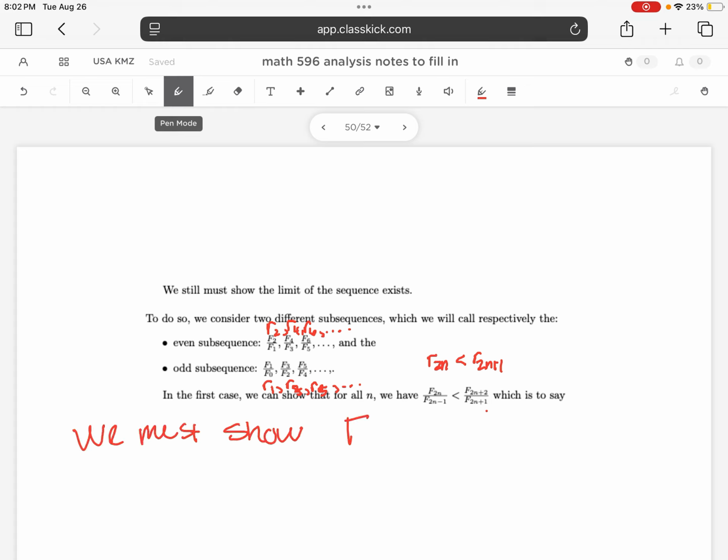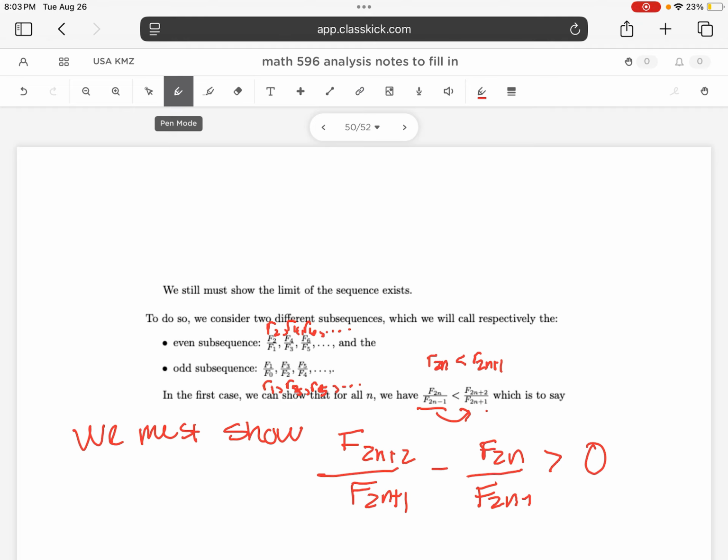Maybe a better way to write this. I'm going to rewrite it, bringing things over to the other side of the equation. So moving this to the right-hand side, really what I want to show is that f2n plus 2 over f2n plus 1 minus f2n over f2n minus 1, I want to show that that's going to be greater than 0, and that'll be enough to show that this even subsequence is a strictly increasing subsequence.